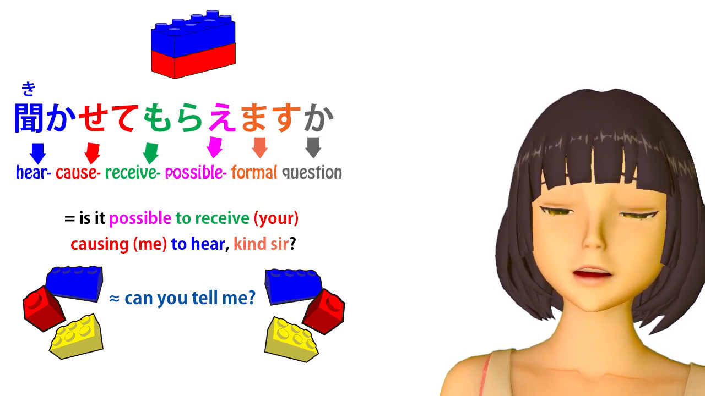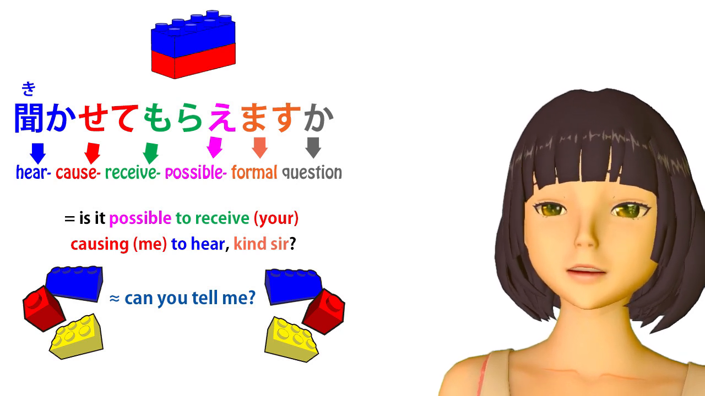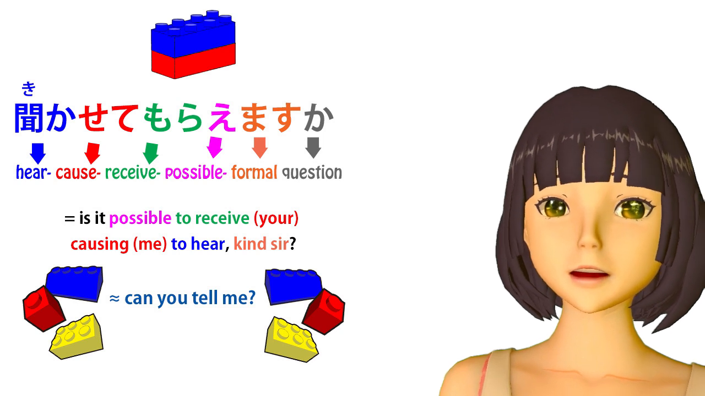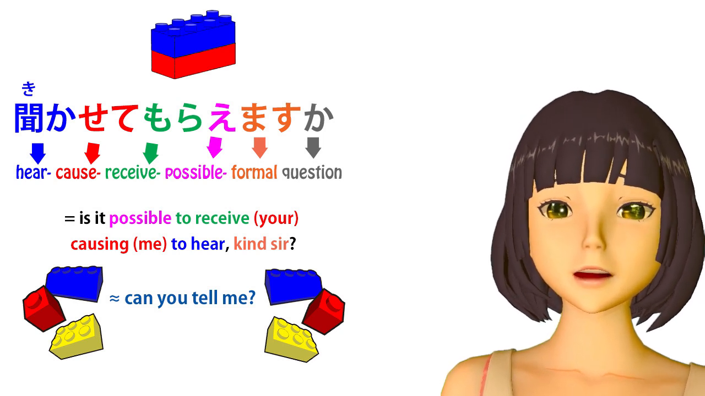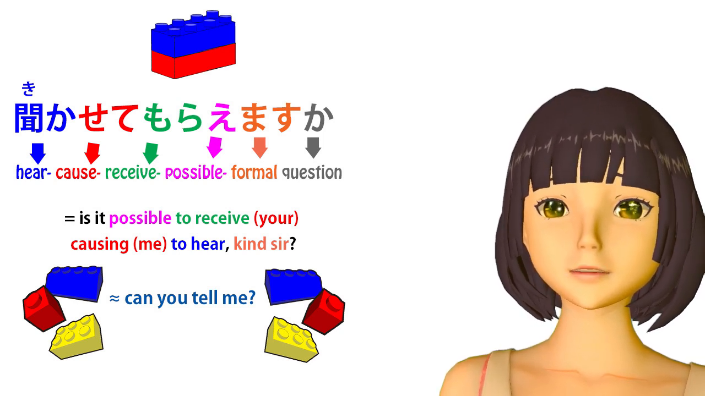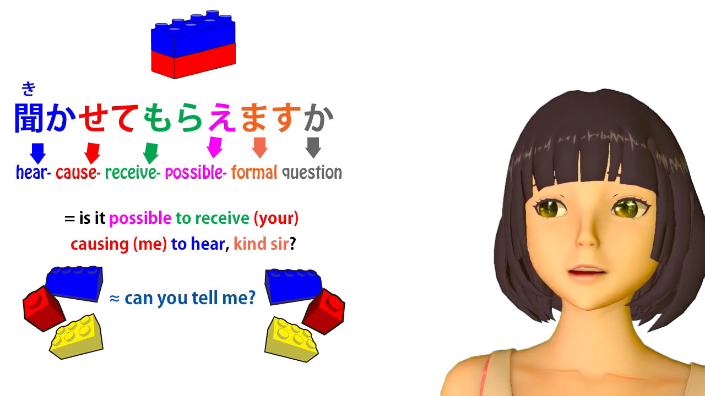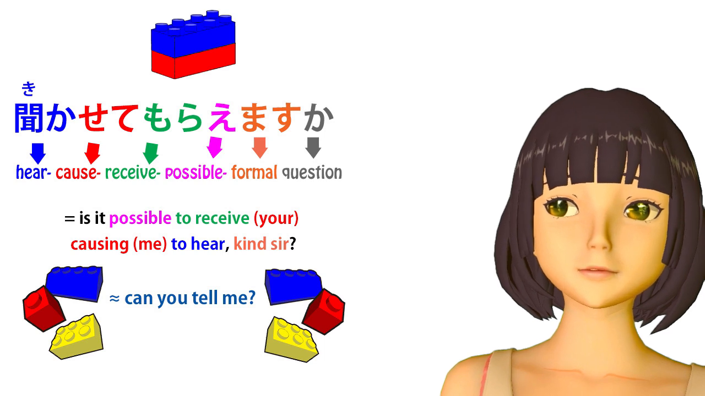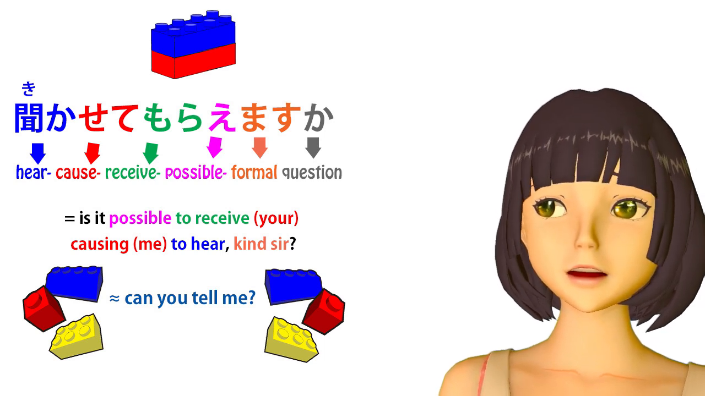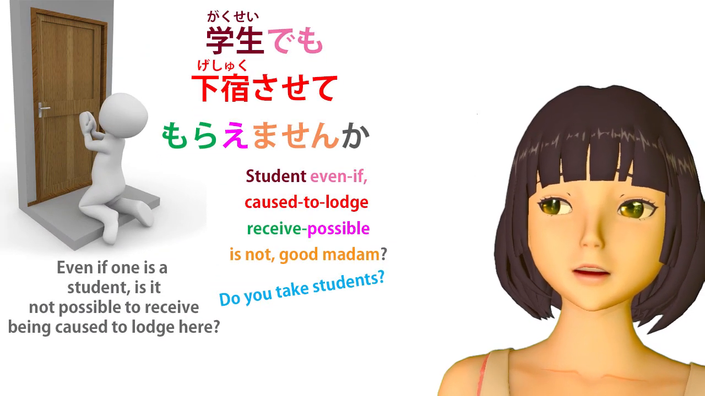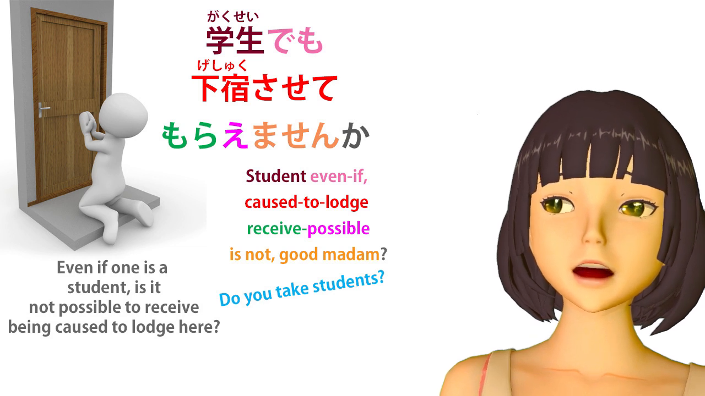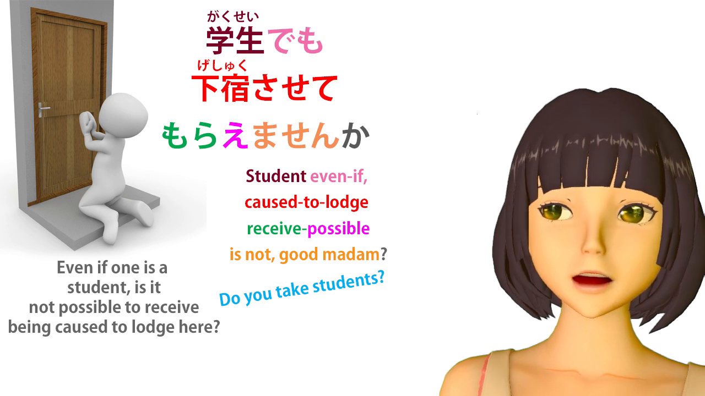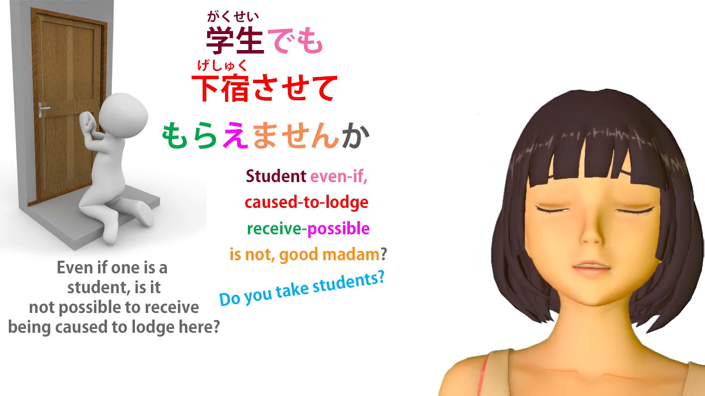So this kikasete moraemasu ka might seem very confusing to a foreign speaker because it isn't how we put it in English. But as you can see structurally, it's very straightforward. It's built out of elements that we already know and understand, and it makes perfect sense. We could take this sentence, Gakusei demo geshuku sasete moraemasen ka? And this would tend to get translated as meaning, do you take in students?